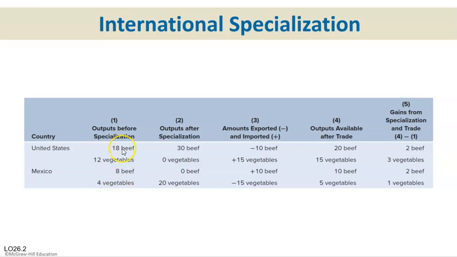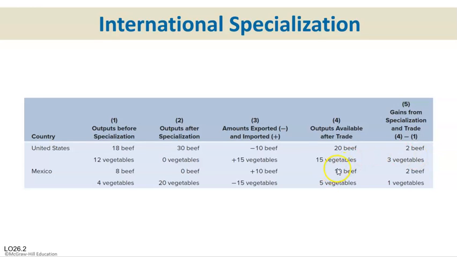Notice the US went from 18 to 20 beef. So they've gained, this is what we call gains from trade. They've gained 2 beef. They started with 12 vegetables. Now that they're specializing in trading, they have 13 vegetables. So they have 3 more vegetables than they did before. So the US is definitely better off. They're getting more beef and more vegetables than when they were not trading.